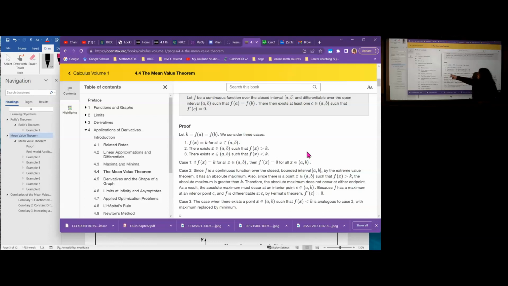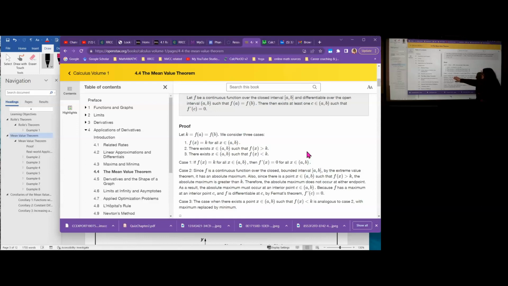In case 1, if f of x is k for all those x, then the derivative is 0 for all those x, since the slope of a horizontal line is 0. Case 2 tells us that there's an x value between a and b, where the y value is greater than k. In other words, somewhere it goes above the location of f of a and f of b.